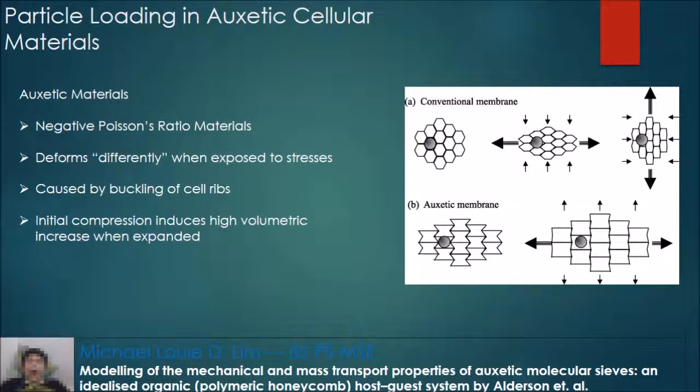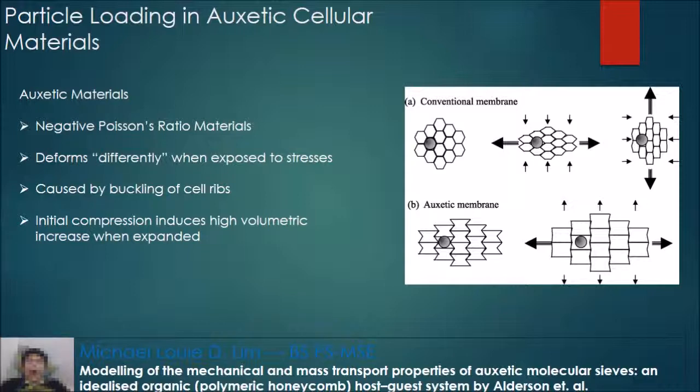I am going to present a particular aspect of the project I am dealing with. Right now, I am trying to examine the particle trapping ability of auxetically treated foam. A significant aspect of this is the particle loading ability of auxetic materials.